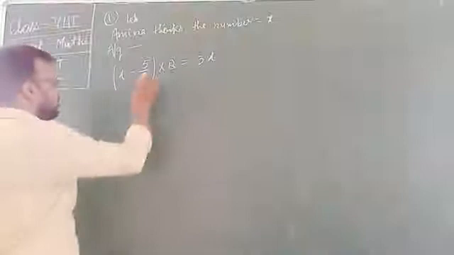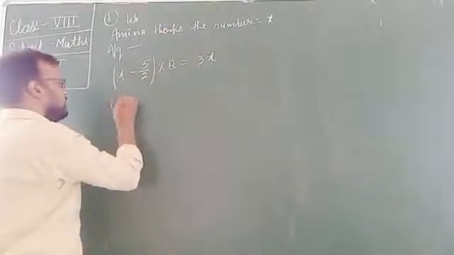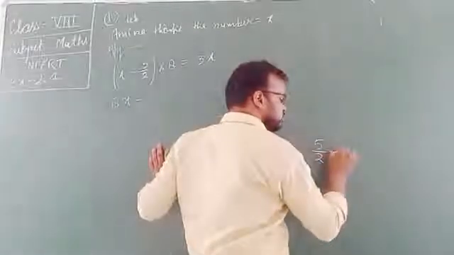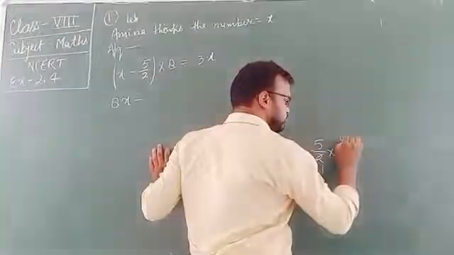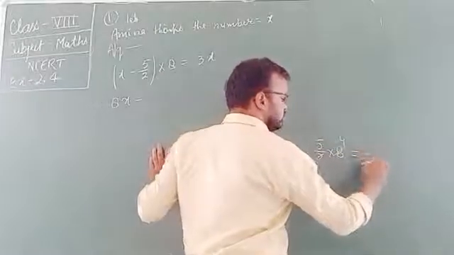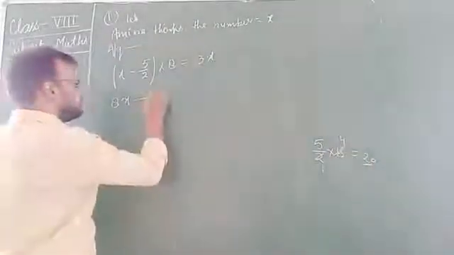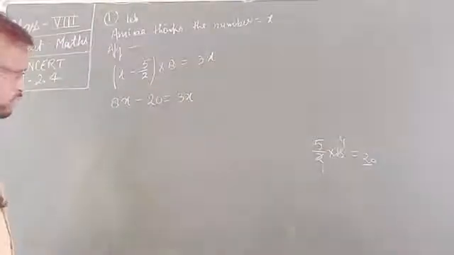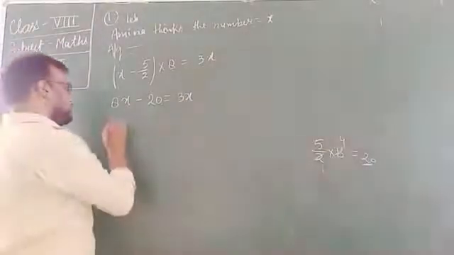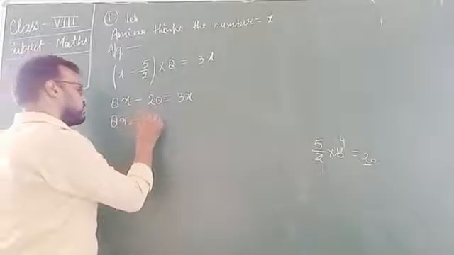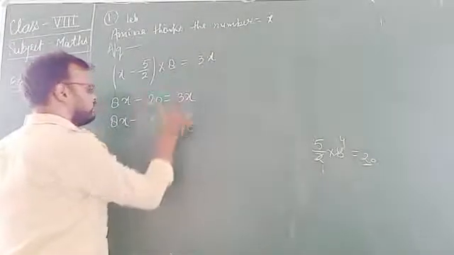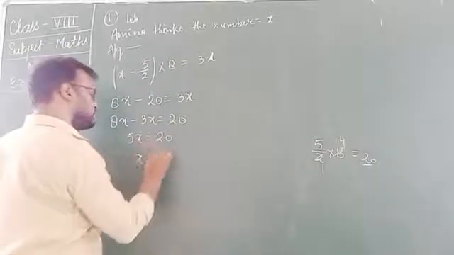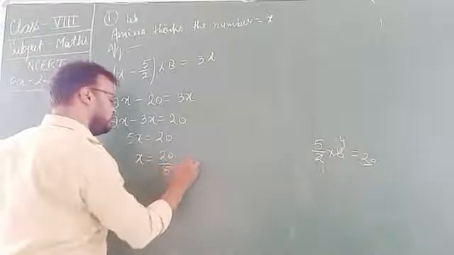Now solve this. Open the bracket. 8 into x, 8x minus 5 upon 2 into 8. 2 times 4 is 8 and 5 times 4 is 20. Answer is 20. So 8x minus 20 equal 3x. Now variable on one side and non-variable on the other side, that is 8x minus 3x equal minus 20 becomes plus 20. So 5x equal 20. So x equal 20 upon 5 equal 4.